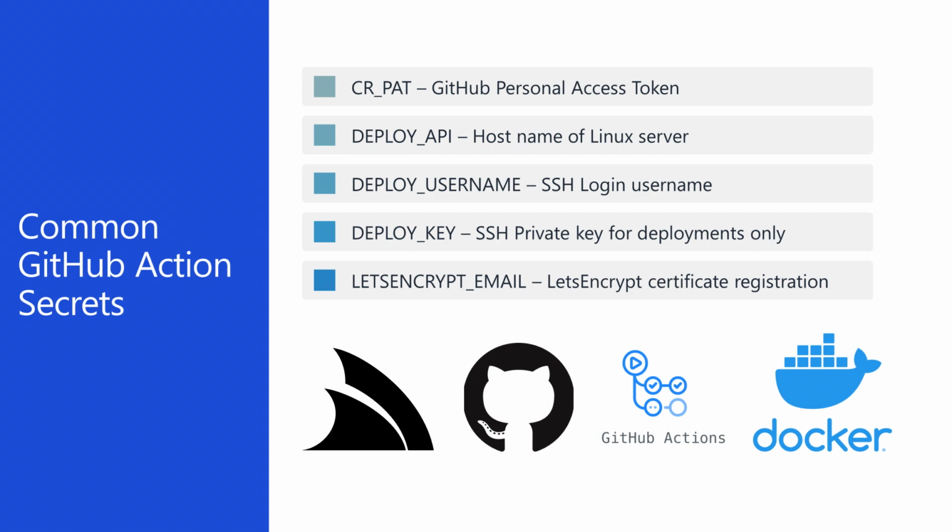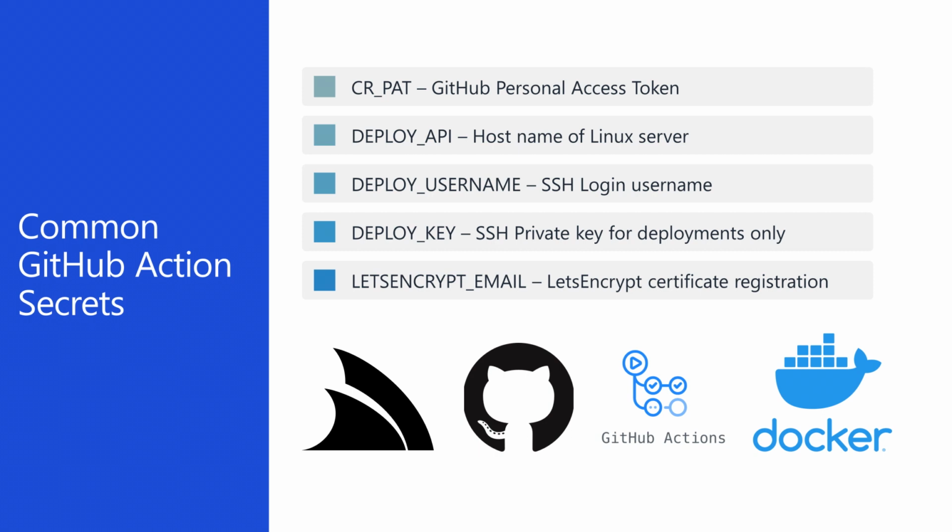CR_PAT, which is a GitHub personal access token with read-write access to packages, DEPLOY_API, which is the host name of the application once deployed, in this case a subdomain A record, DEPLOY_USERNAME, which is the remote username to log in via SSH, DEPLOY_KEY, which is our SSH private key purely for deployments. And finally, LETSENCRYPT_EMAIL for automatically registering TLS certificates via Let's Encrypt.